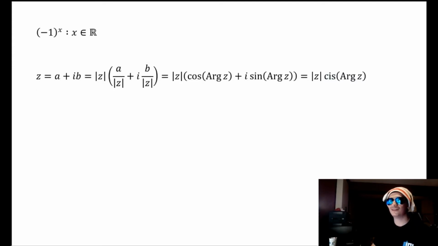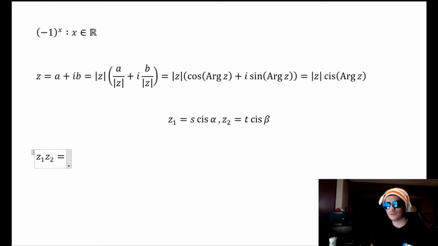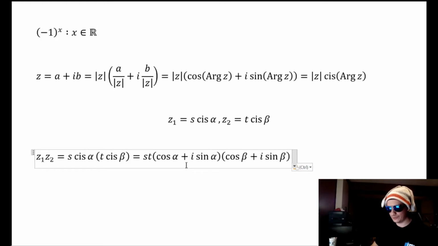Okay? So let's just take two arbitrary complex numbers, and one is s times cis α, and the other is t times cis β. And when you multiply these two together, you get s times cis α times t times cis β. If you expand that out, you get st times (cos α + i sin α) times (cos β + i sin β).